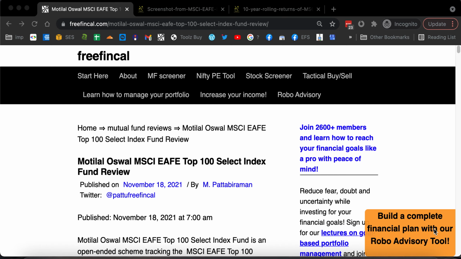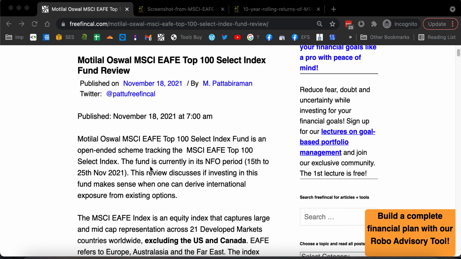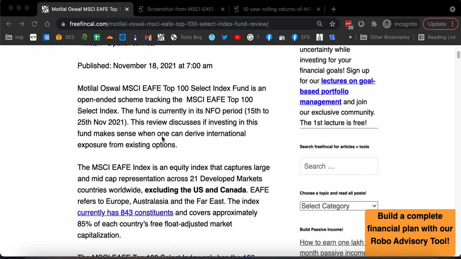Today, let's take a look at Motilal Oswal's new index fund, the MSCI EAFE Top 100 Select Index Fund. That's a mouthful. So, this is a world index that excludes stocks from US and Canada. The fund is in its NFO period. It has got stocks from 21 developed countries excluding the US and Canada. EAFE refers to Europe, Australasia and the Far East.